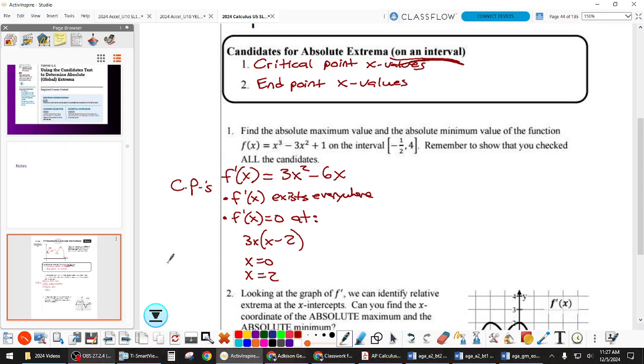Okay. So now what do we do? You kind of said it. Specifically, what do we do here? Yep, and endpoints. Where do we plug it in? Yeah, to f. So we'll do f of, let's do it in order. f of -1/2. f of 0, I think, was next. Yep. f of 2, f of 4.